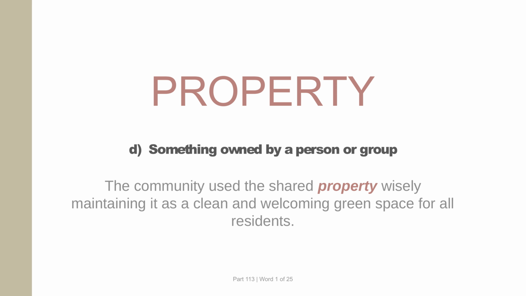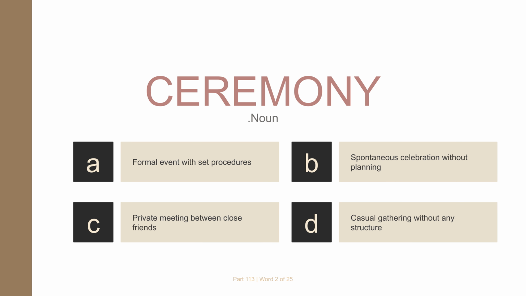Question 2. What is the meaning of ceremony? Option A. Formal event with set procedures. Option B. Spontaneous celebration without planning. Option C. Private meeting between close friends. Option D. Casual gathering without any structure.